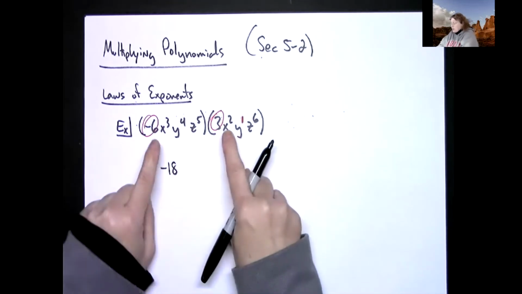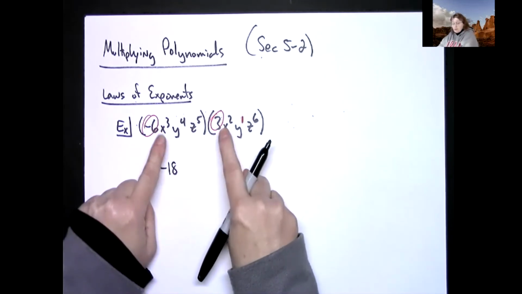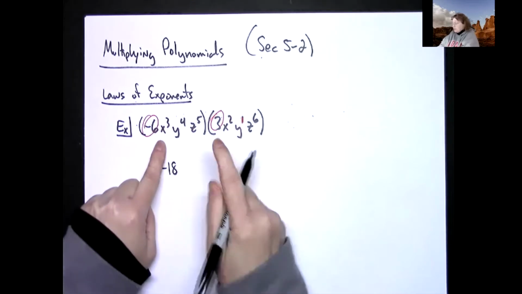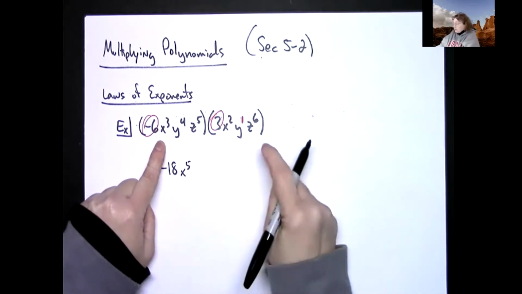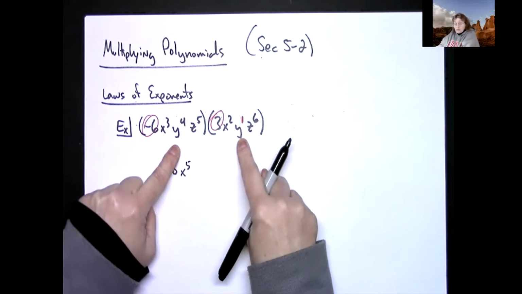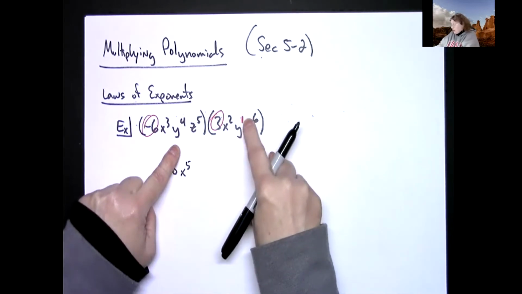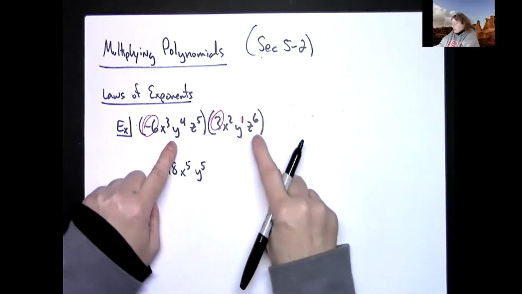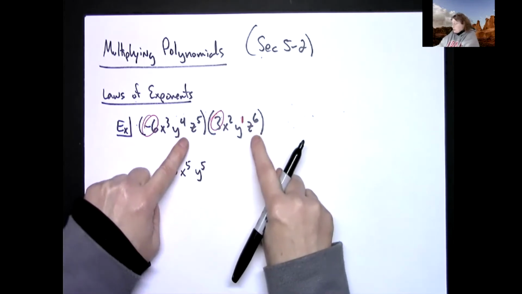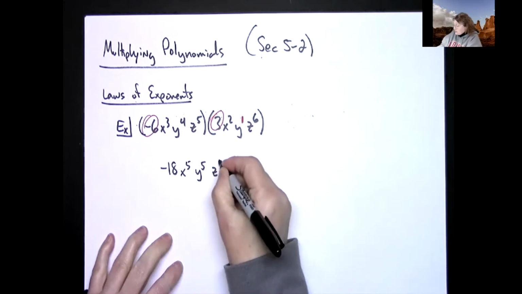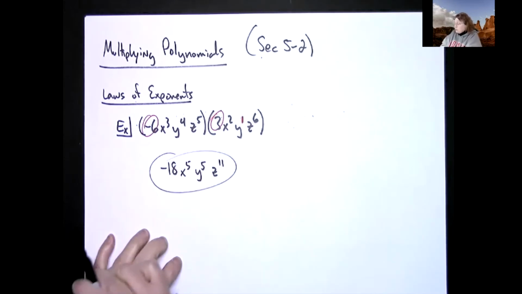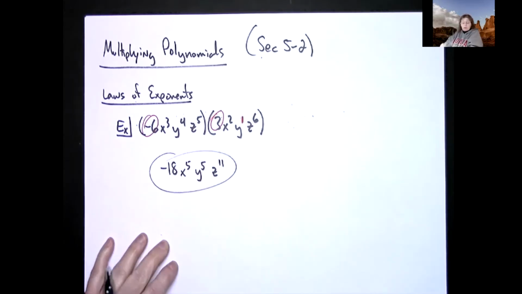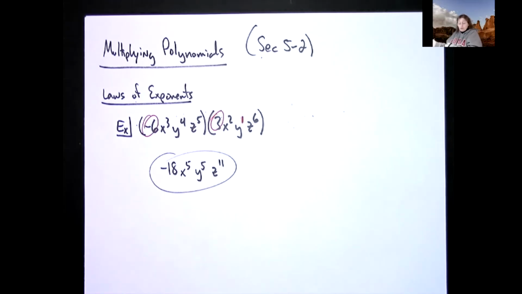So that's going to give me a negative 18. Now I'm going to do my laws of exponents. When I multiply like bases, I add the exponents. So that'll be an x to the fifth. On the y, as long as you don't forget the 1 right there, multiplying that will give you a y to the fifth. And then adding those exponents on the z, that would be a z to the 11th. So that is a prerequisite skill needed to be able to do these multiplying of polynomials.